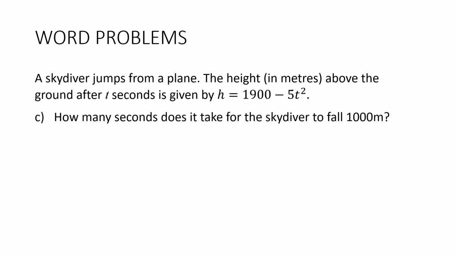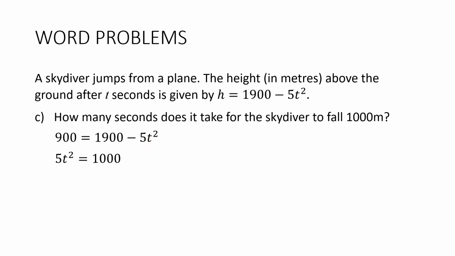How many seconds does it take for the skydiver to fall 1,000 meters? So again, we need to interpret our variables. H is the height in meters above the ground. So if it starts at 1900, and the skydiver has fallen 1,000, then we want h to be 900. Does that make sense? Subbing it in, let's take the 900 over here and the 5t squared over this side.